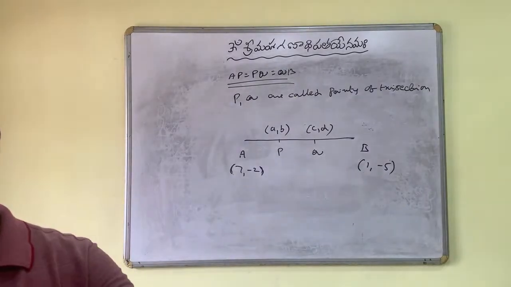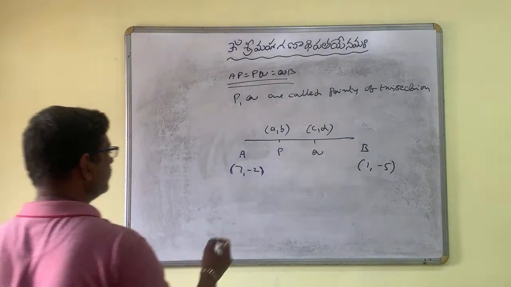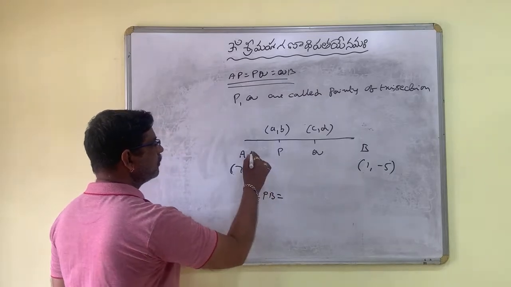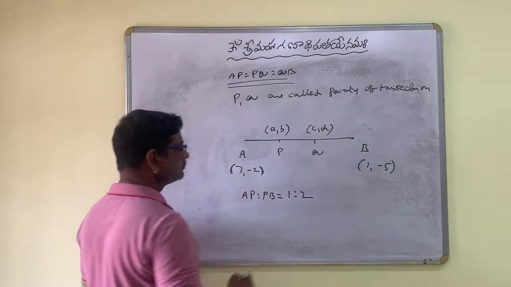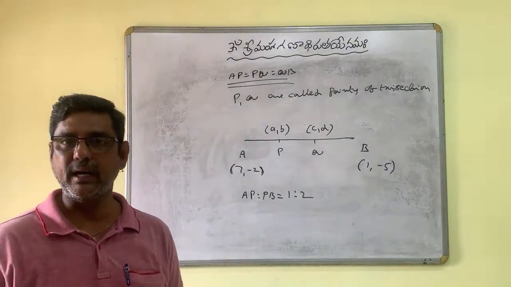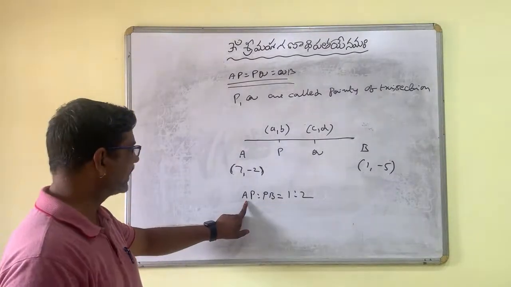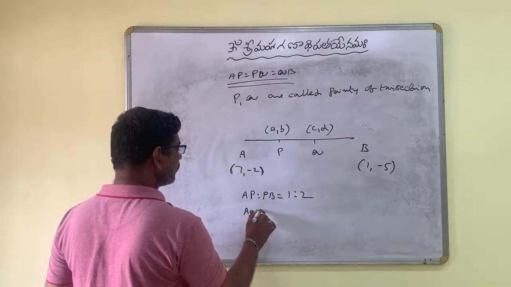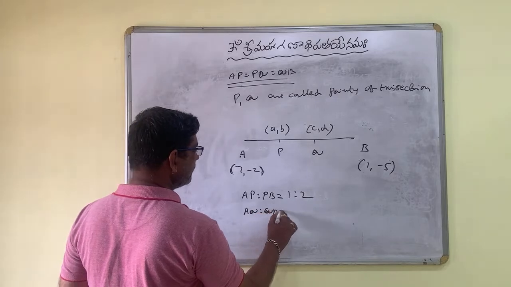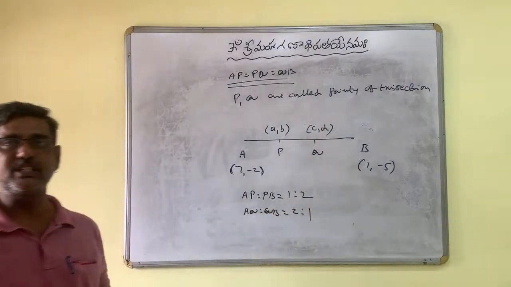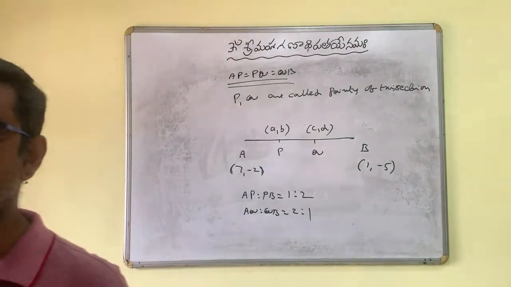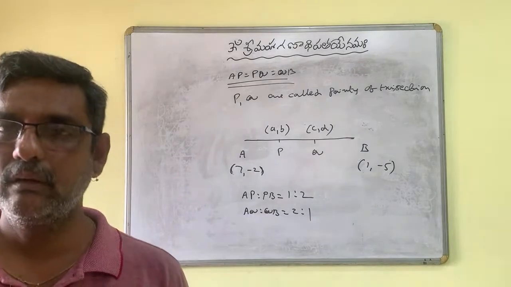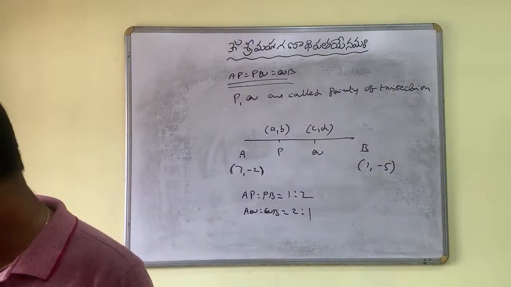How do we find the coordinates of P? By considering the ratio 1:2, we can find the coordinates of P. We can find the coordinates of Q by taking the ratio 2:1. Now, children, do it: find the P coordinates and Q coordinates.